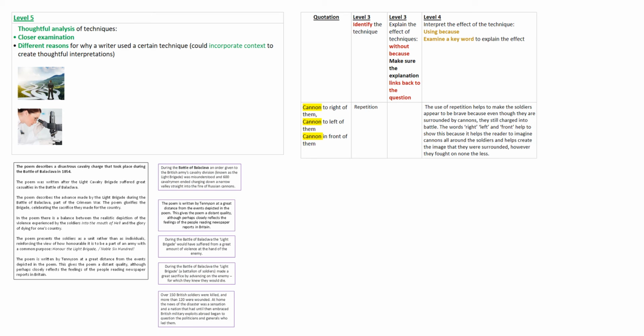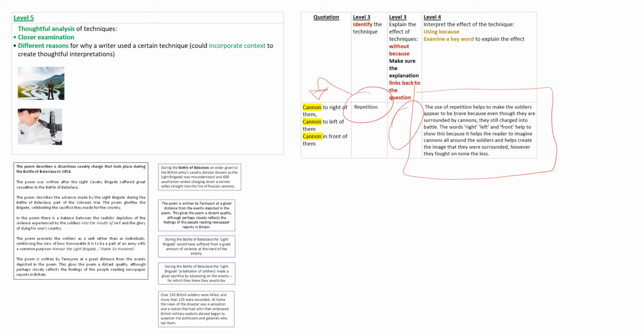Okay, so by this point you would have identified a technique used within one of the quotations in Charge of the Light Brigade. You would have added an explanation without "because", so copied and pasted in. And you would also have refined that explanation by interpreting it using "because".